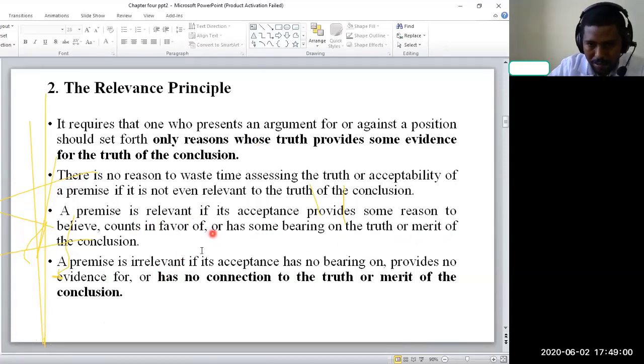So the evidence is important if it has some bearing on the truth or the merit of the conclusion. A premise is irrelevant if its acceptance has no bearing on the evidence for, or has no connection to, the truth or the merit of the conclusion. It is irrelevant no matter how true the fact is, if it cannot add something important to the discussion or the argument. So it must be relevant.